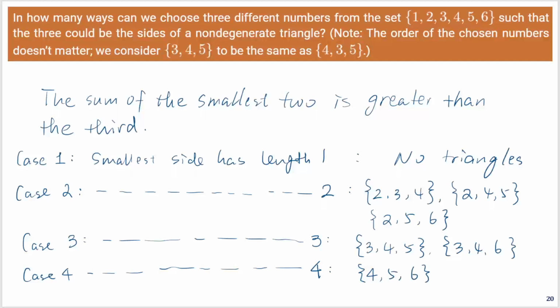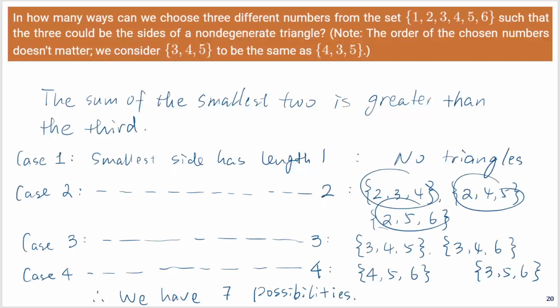Which also works. So adding this up, we have 1, 2, 3. I lost one here, right? 3, 5, 6? Yeah, I lost one here. Sorry about that. 3, 5, 6 is also possible, right? So we have 7 possibilities. One, two, three, 4, 5, 6, and 7 triangles here, right?